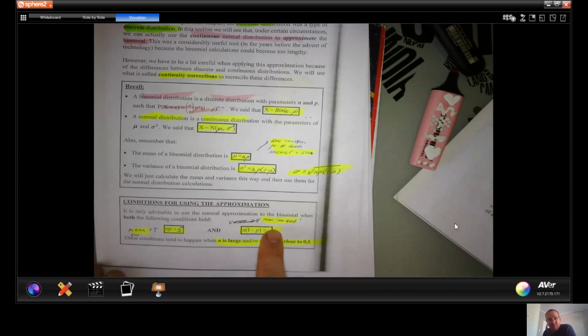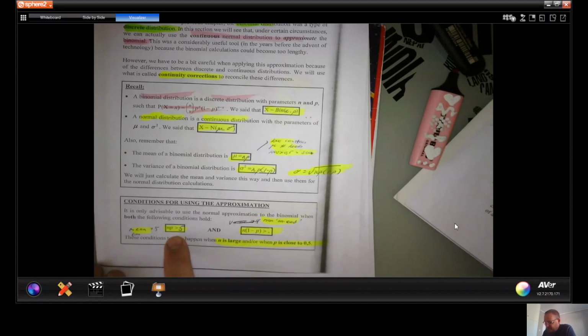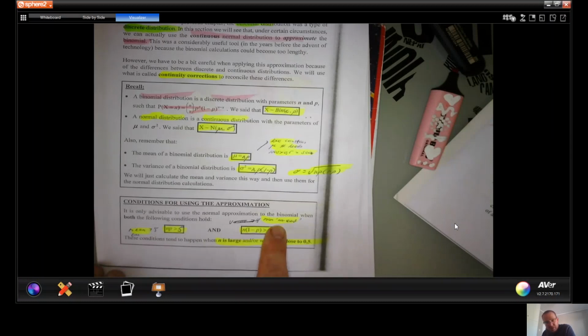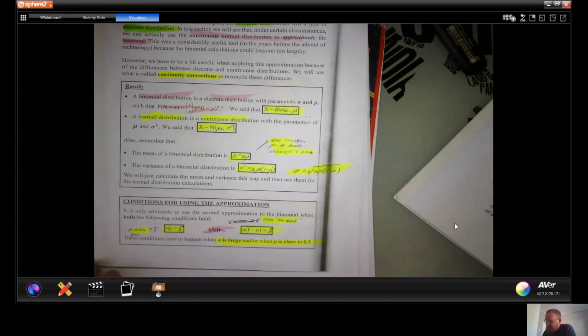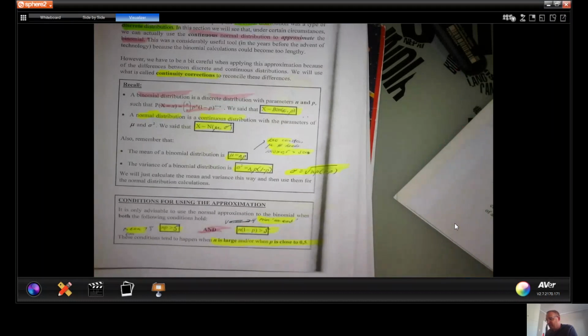And what I call the mean of the non-event: the mean of scoring a goal was np, and this would be the mean of not scoring a goal. So n times 1 minus p must also be at least 5. Both of those conditions have to hold. Otherwise your binomial distribution doesn't look like a normal distribution, so we can't use the normal to approximate binomial values.